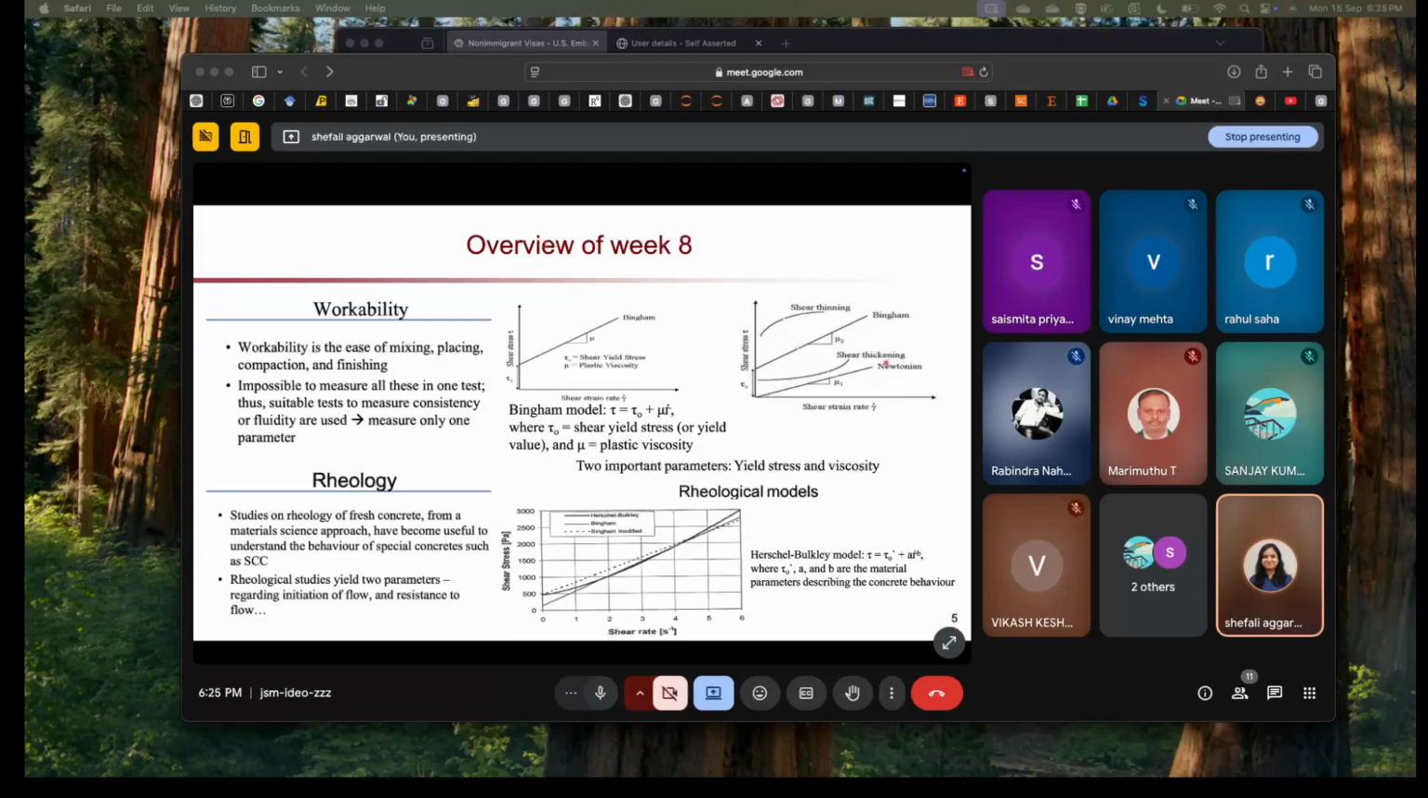Newtonian model means stress is directly proportional to strain rate. In the Bingham model it is also proportional, but we have an initial yield stress. But in the Newtonian model, it will start from 0 and will have a constant slope. Then we have other types of non-Newtonian fluids like shear thinning and shear thickening. So these are all the different models of rheology.